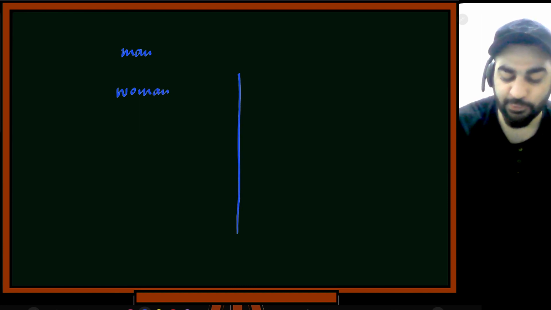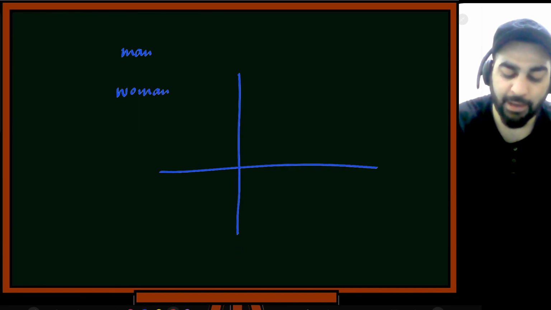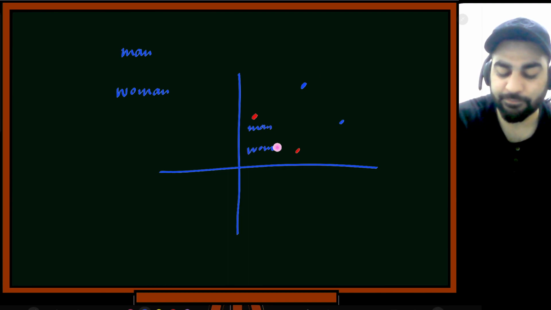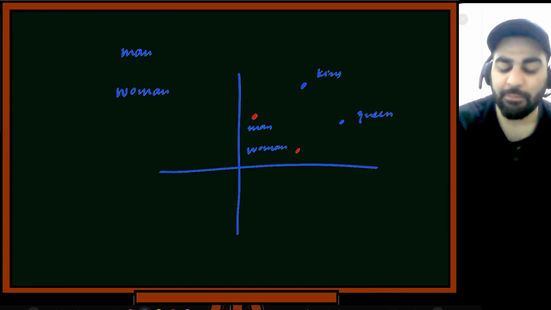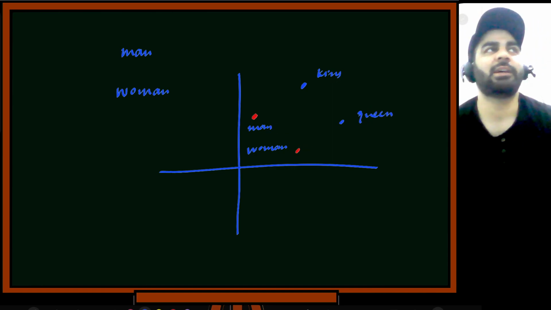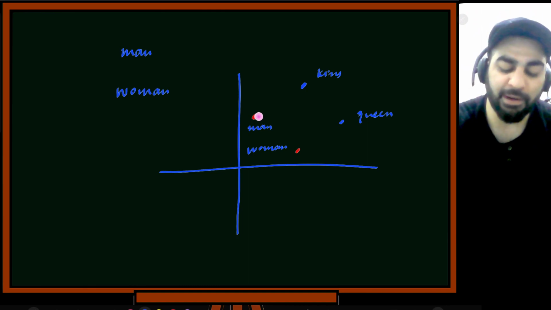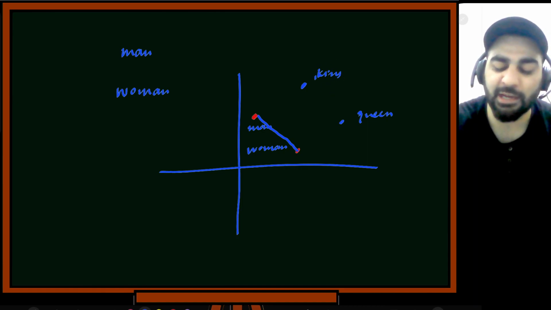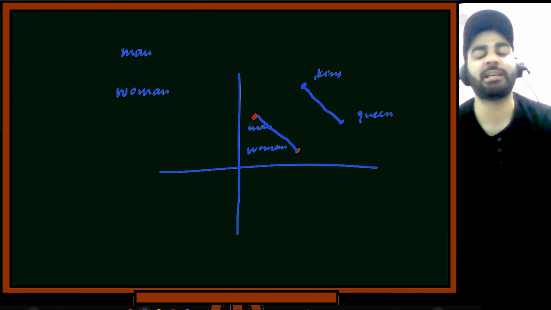Okay, let's suppose in the 2D plane, man is over here. Woman might be, let's suppose, the embedding is right here. If you see the embedding of king, it will be somewhere here, and queen will be somewhere here. So if this is man, this is woman, this is king, this is queen, because it respects relations. So Word2Vec respects that. The vector from man to woman has this direction, and the vector from king to queen will be parallel to this, because they share the same relation.